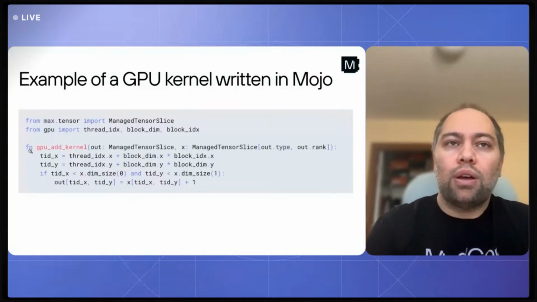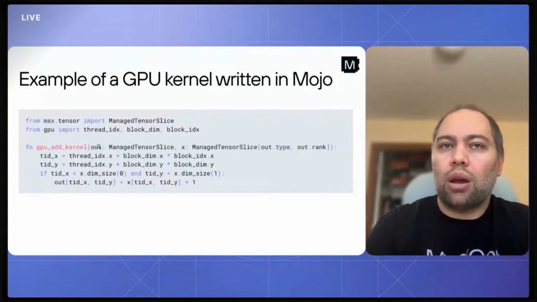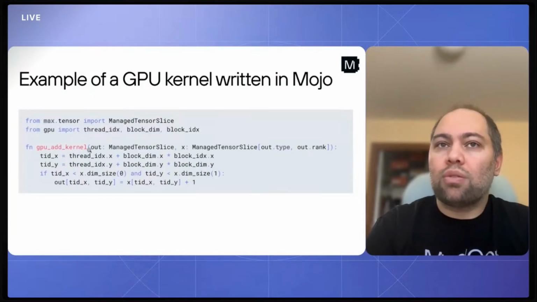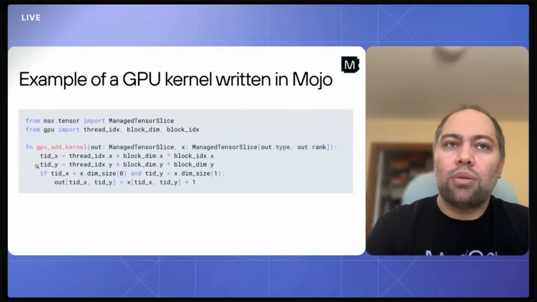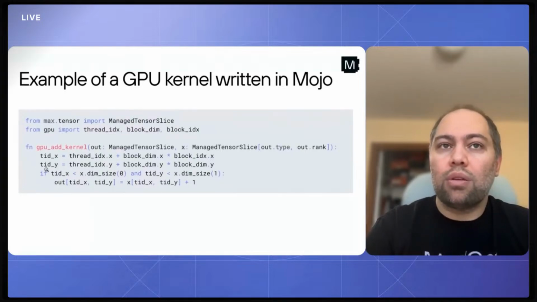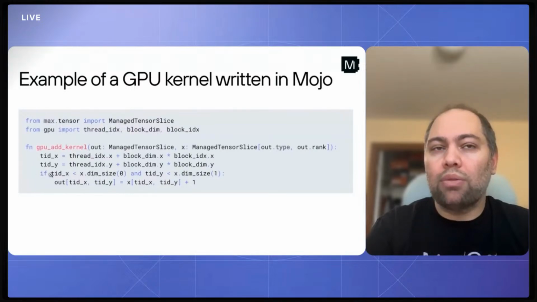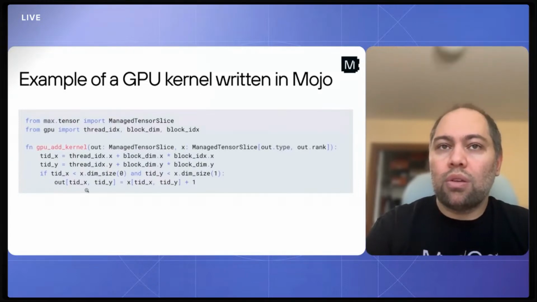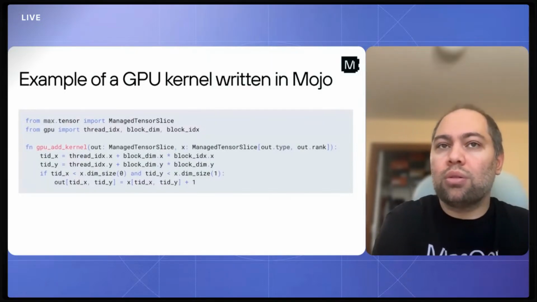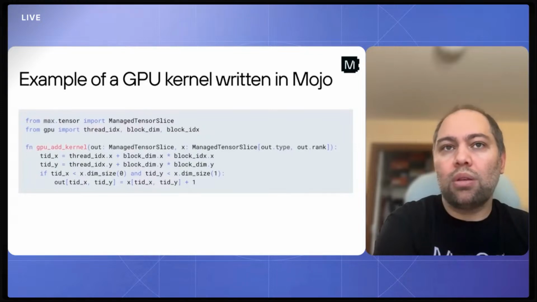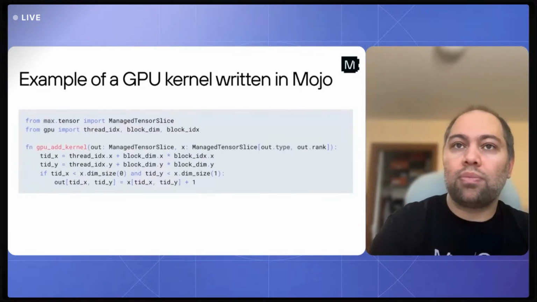And then we're going to define this GPU add kernel. It takes an output tensor and an input tensor. For the x and y dimension, it computes which offset you're at. And then finally, it checks whether you are within bounds. If you are, you're going to add one to the input tensor and store it to the output tensor. So this looks very, very similar to what you'd write in CUDA C++. It's just more Python syntax.